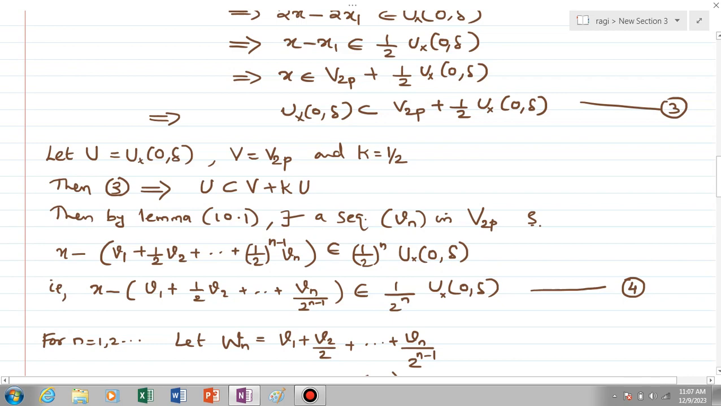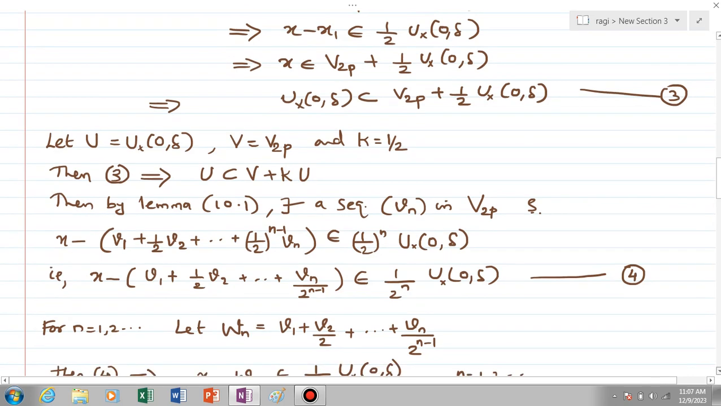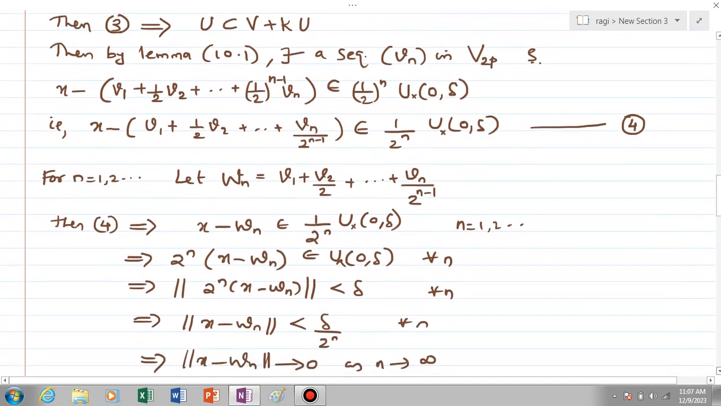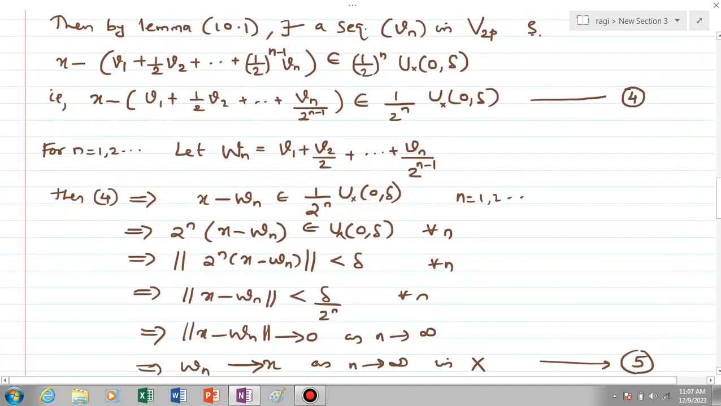That is V1 plus V2 by 2 plus etcetera plus Vn by 2 raised to n minus 1. Then from equation 4 we get x minus Wn is an element of 1 by 2 raised to n U of 0, delta. That is, 2 raised to n into x minus Wn is an element of U of 0, delta for every n. So the norm of 2 raised to n into x minus Wn is less than delta by the definition of the ball. This implies norm of x minus Wn is less than delta by 2 raised to n for every n.